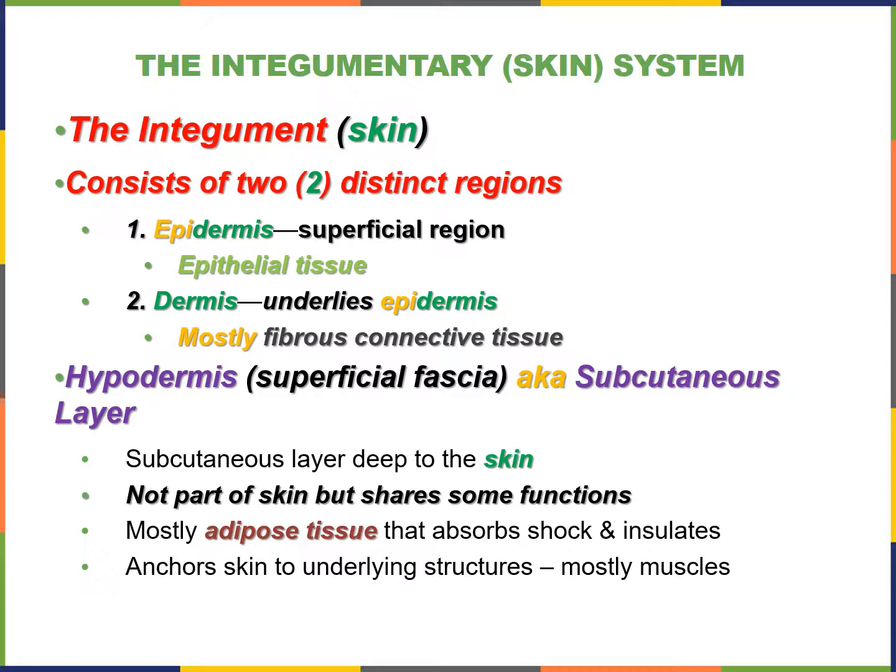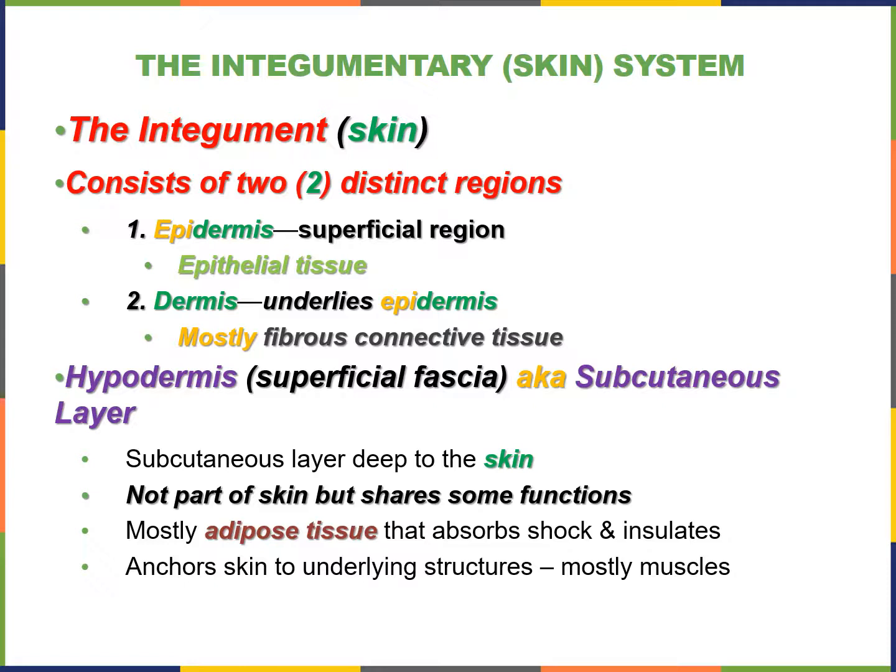The integument, skin, consists of two distinct regions, the epidermis and the dermis. The epidermis is that superficial region, and it's made of epithelial tissue. Remember, epithelial tissue is avascular. The dermis then underlies the epidermis, because epi means above the dermis. The dermis is mostly fibrous connective tissue.